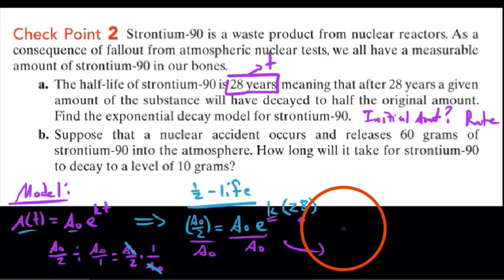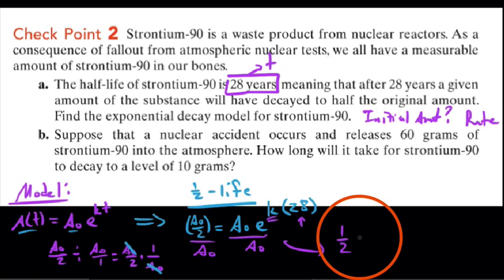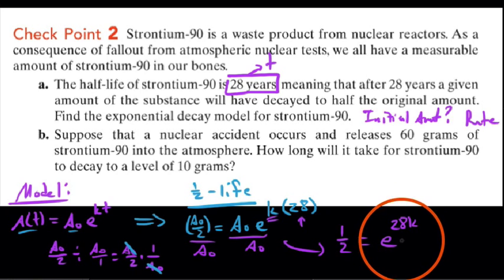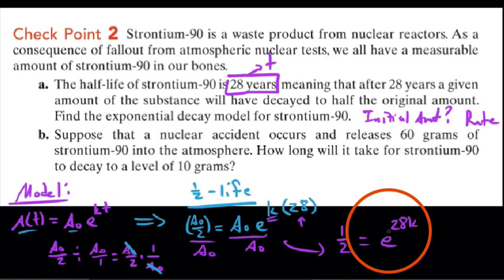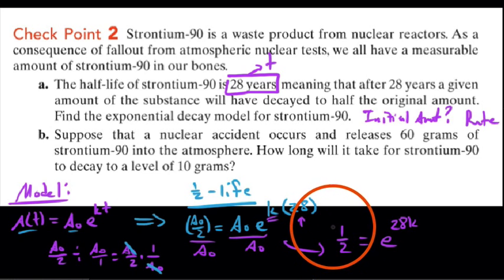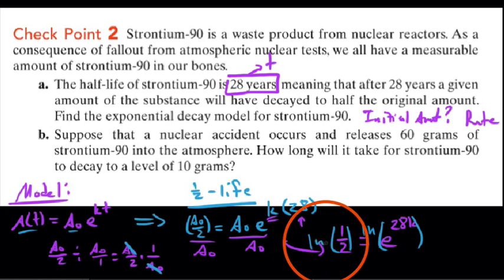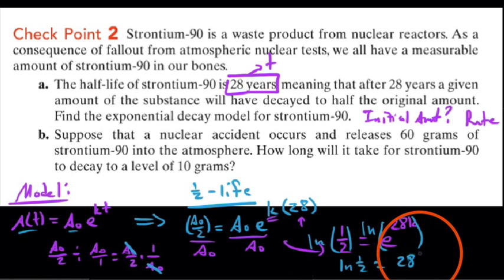With a half-life situation, you can always say that 1/2 is equal to e to the k times the number of years. And so in this case, k times 28, I'm going to write 28k. Solving this now, we could find our value of the rate of decay. We're going to take the ln of both sides now that we've isolated this exponential base. And so we get the ln of a half is equal to just 28k.